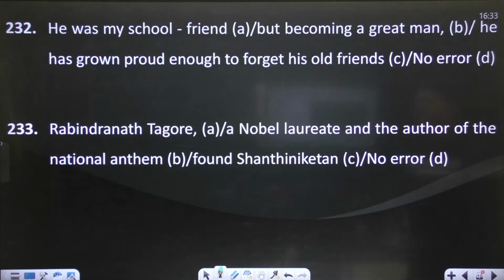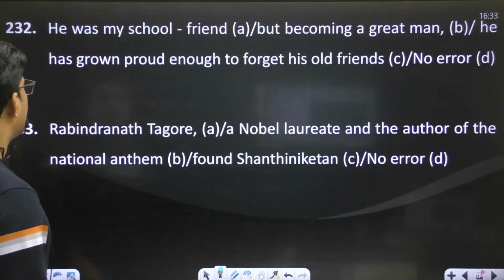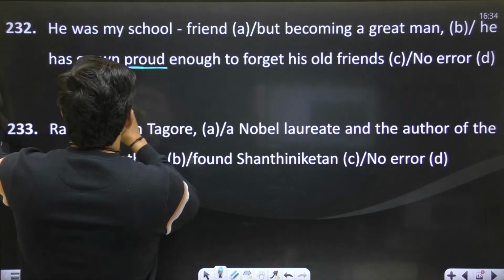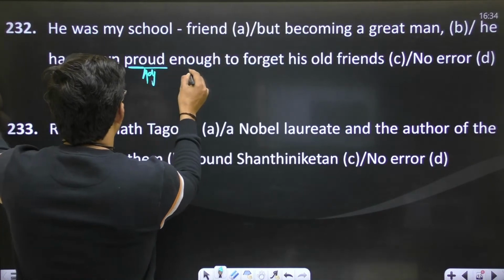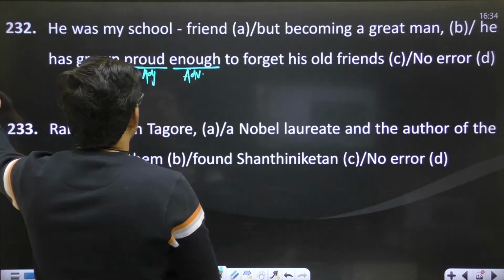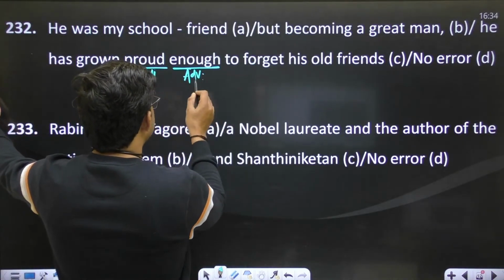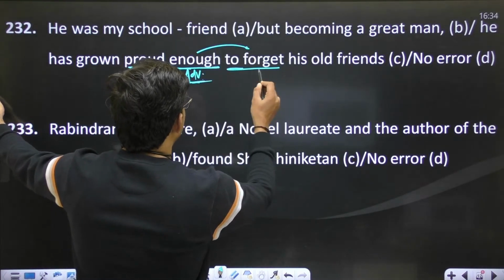He was my school friend, but becoming a great man, he has grown proud enough to forget his old friends. Okay, he has grown proud. This word proud is an adjective, and the word enough is an adverb. And I told you that enough is the only adverb that is used after its adjective of positive degree, and enough always demands an infinitive.